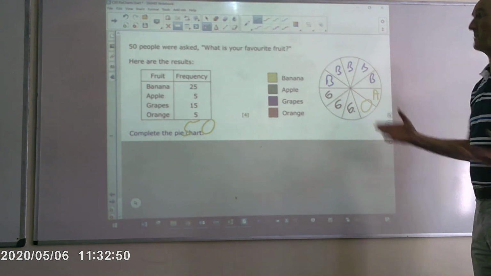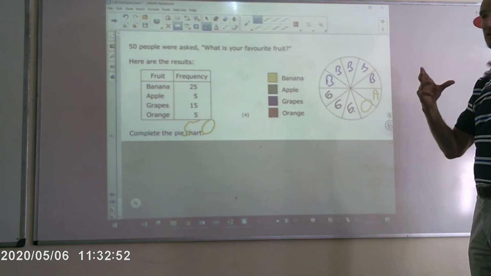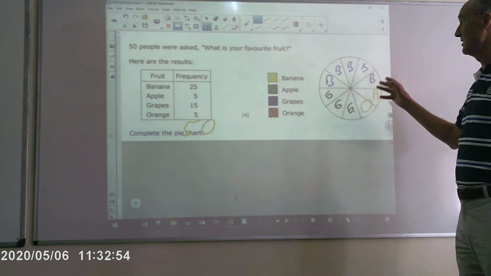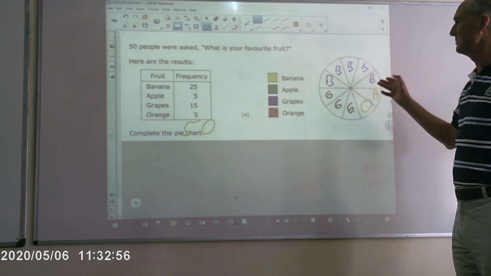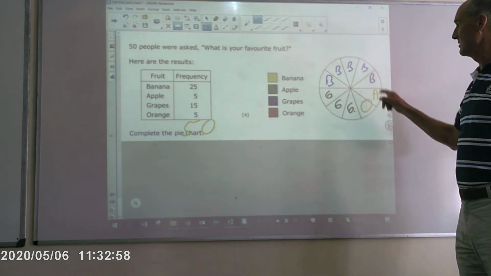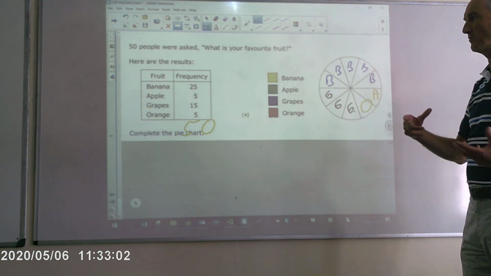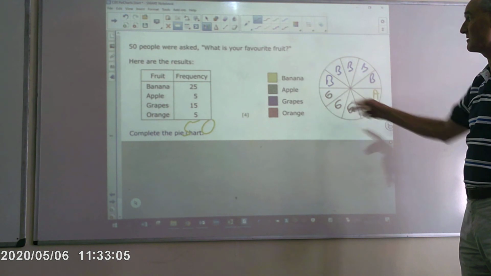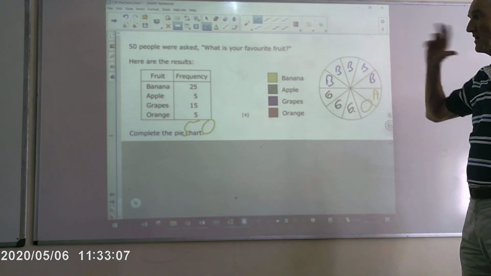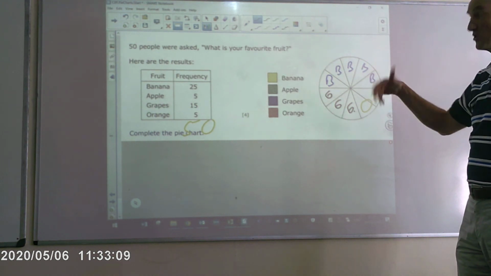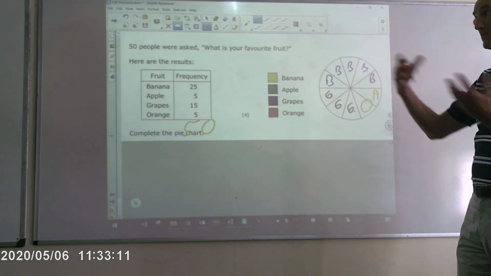And the thing about pie charts is it's easy on the eye. It gives you a rough indication of, yeah, the most people prefer bananas there, and not so many people prefer the oranges and apples. So it's giving you an easy visual representation. Difficult to read the values off, but an easy on the eye visual representation. Used a lot in business to get over general ideas.